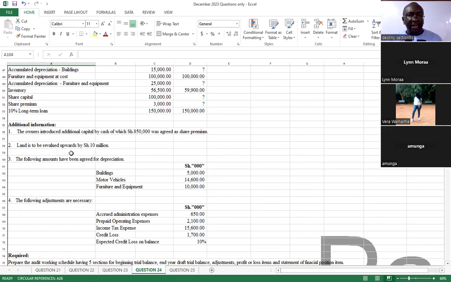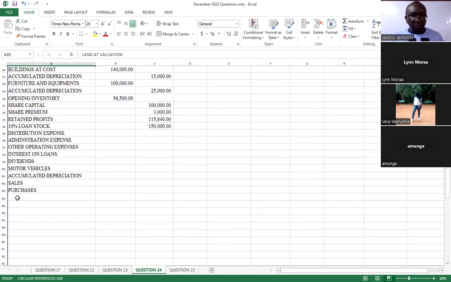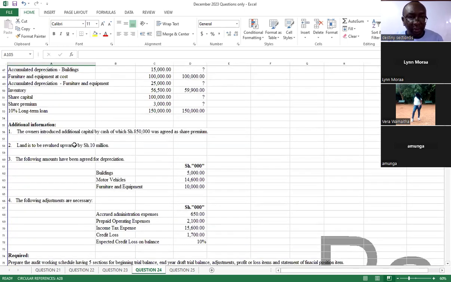Then we are told that RAD is to be valued upwards. So that tells you that we will have a revaluation reserve. And although we already have a RAD account here, we do not have the revaluation. So we can come and put it here. RAD revaluation reserve. So that has been affected by this one here.